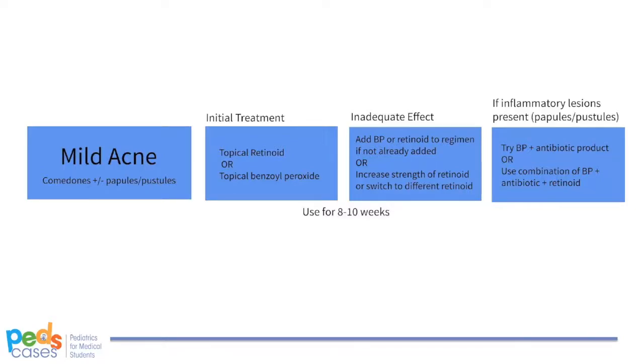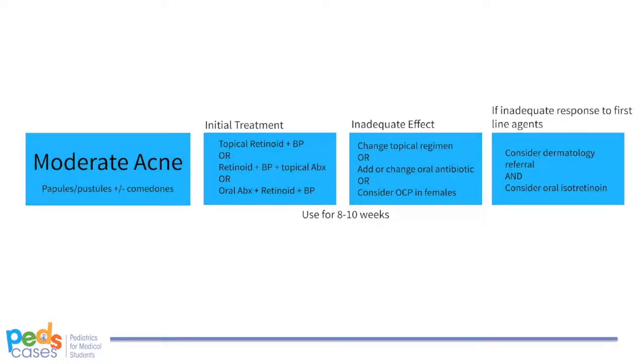If there is inadequate response, add one of the above agents that you have not yet used or change the topical retinoid concentration, type, or formulation. Review expectations of acne treatment with your patient and assess compliance. For moderate acne, you can start off with dual or triple combination topical therapy or an oral antibiotic with dual or triple topical therapy. If the patient has an inadequate response, change the topical regimen or consider hormonal therapy for females. Some clinicians may also consider isotretinoin as well.